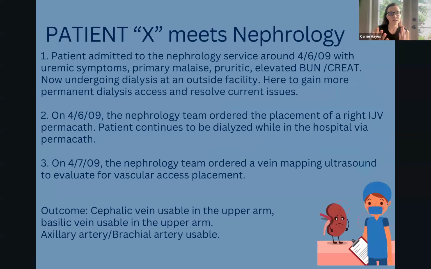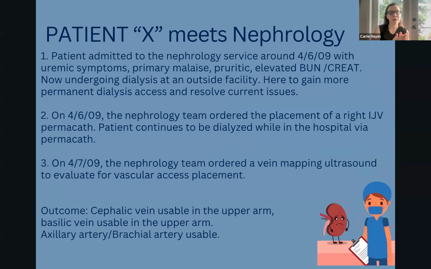So we're going to call them patient X. They were admitted to the nephrology service, so we'll say around April 6th of 2009, with uremic symptoms, primary malaise. They were pruritic, they were itchy. Their BUN and creatinine were abnormal. They're undergoing dialysis in an outside facility, but they're here to get more permanent dialysis access and resolve current issues.